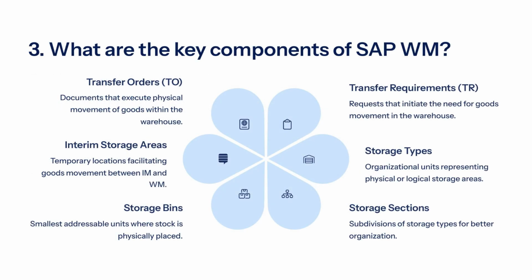3. What are the key components of SAP WM? The main components are transfer orders, TO, transfer requirements, TR, storage types, storage sections, storage bins, and interim storage areas. Each plays a role in managing stock movement. For instance, transfer orders are key for executing the actual movement of goods within the warehouse.